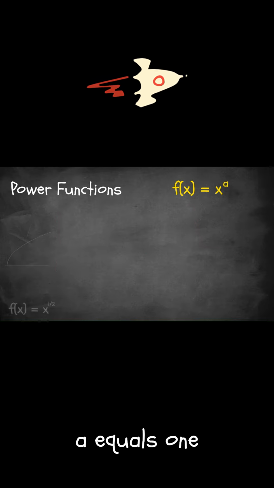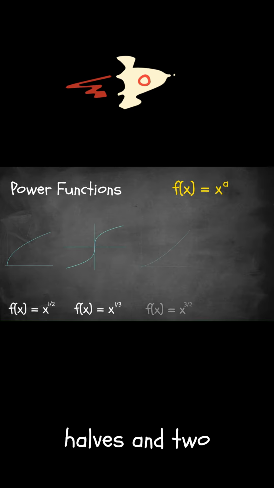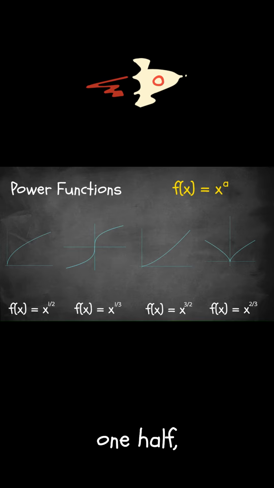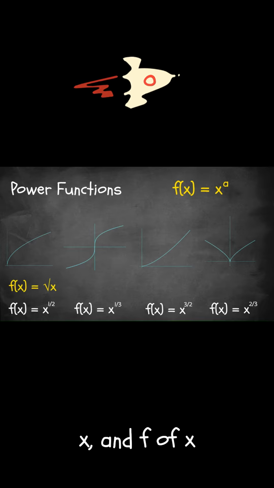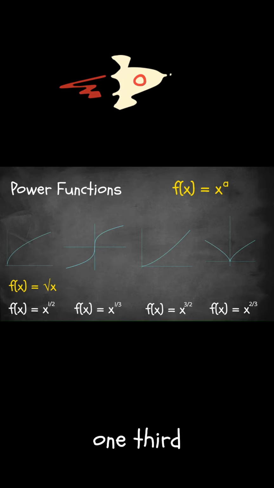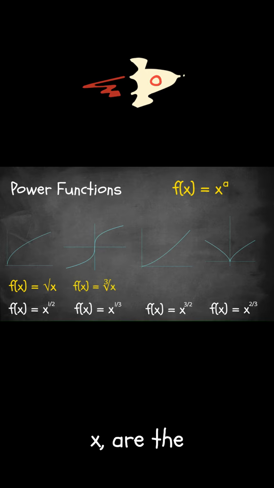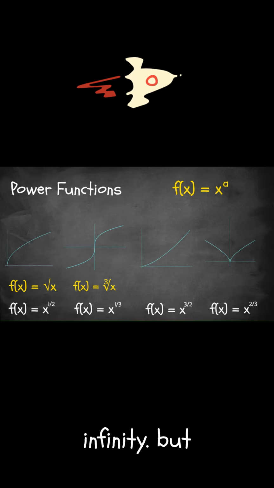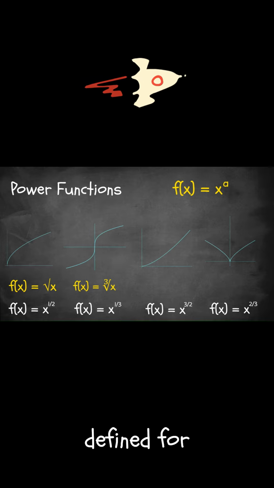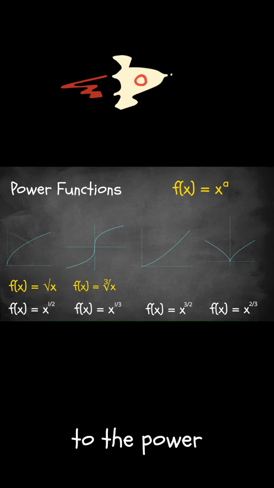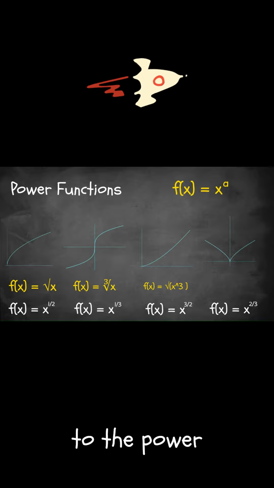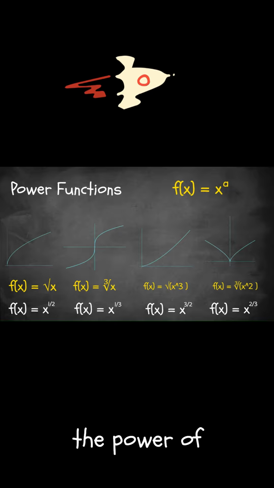Finally, consider when a equals 1/2, 1/3, 3/2, and 2/3. The functions f of x equals x to the power of 1/2 equals the square root of x, and f of x equals x to the power of 1/3 equals the cube root of x are the square root and cube root functions, respectively. The domain of the square root function is 0 to infinity, but the cube root function is defined for all real x. Recall that x to the power of 3/2 equals x to the power of 1/2 cubed, and x to the power of 2/3 equals x to the power of 1/3 squared.